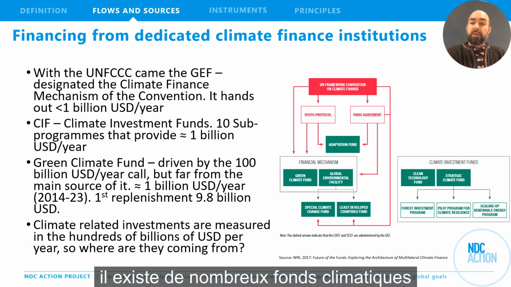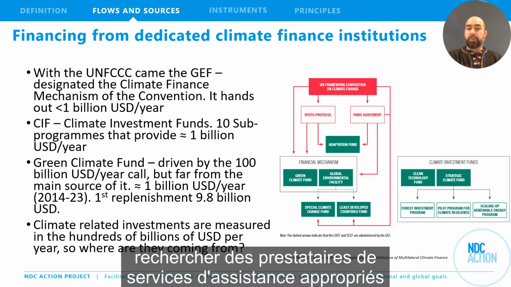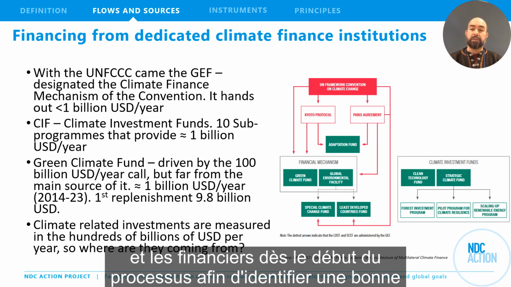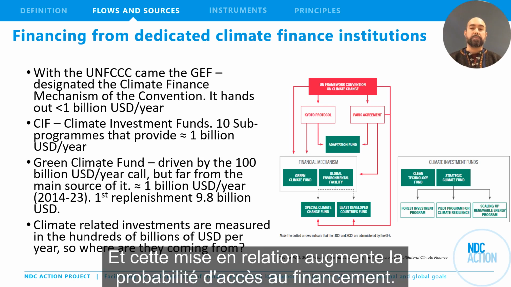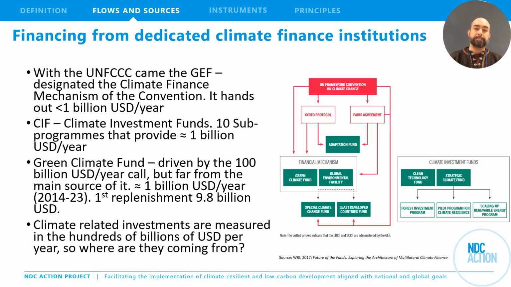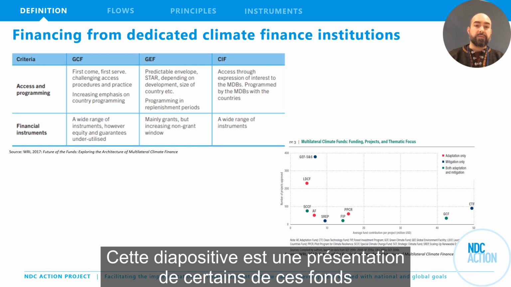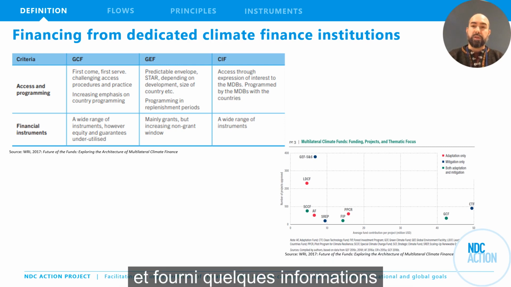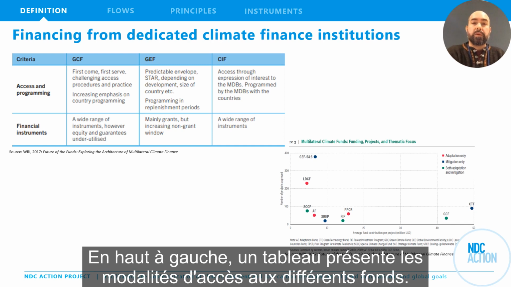So as you can see here, there are multiple climate funds with different scopes and access modalities. And because of this, it is important to scout for appropriate support providers and financiers early in the process in order to identify a good match in terms of the scope of your project and program. And this matchmaking enhances the probability of accessing finance. This is just a representation of some of these funds, providing some more information to understand the scope and coverage. We have on the top left a table that presents how different funds can be accessed.